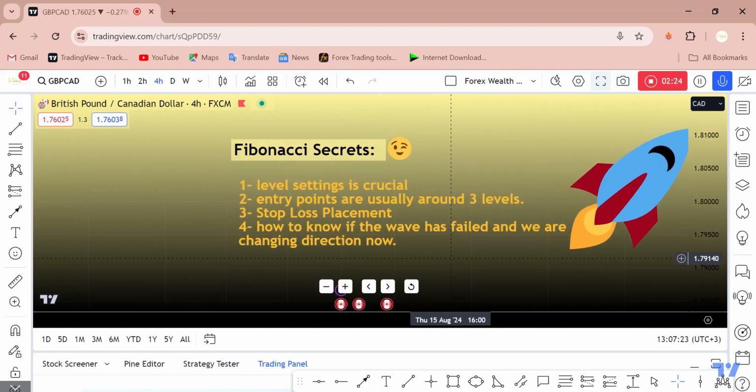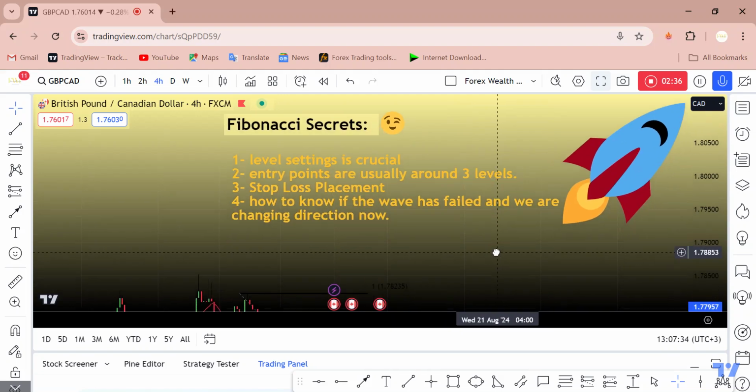Make sure to set your levels first, because levels are everything. Levels give you the entry point, the stop loss point, and the take profit point. So we're done with the settings.